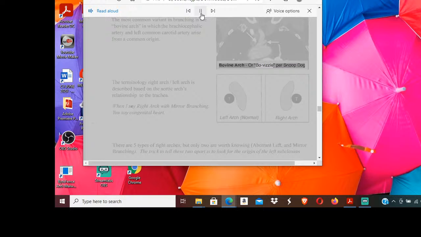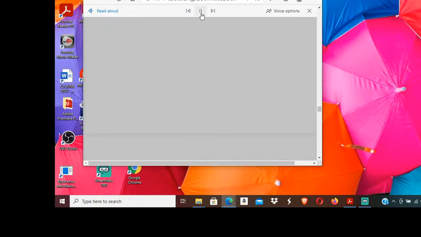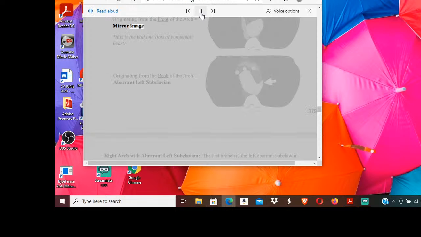Bovine arch, or bovisal per Snoop Dogg. Left arch, normal, right arch. There are 5 types of right arches, but only 2 are worth knowing: aberrant left, and mirror branching. The trick to tell these 2 apart is to look for the origin of the left subclavian. Originating from the front of the arch equals mirror image. Asterisk, this is the bad one, lots of congenital heart. Originating from the back of the arch equals aberrant left subclavian.